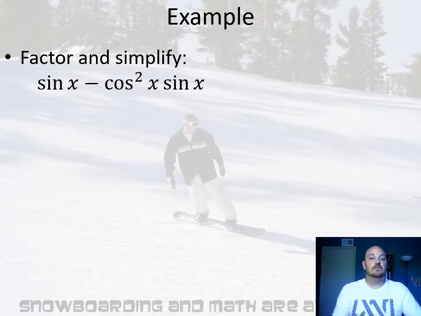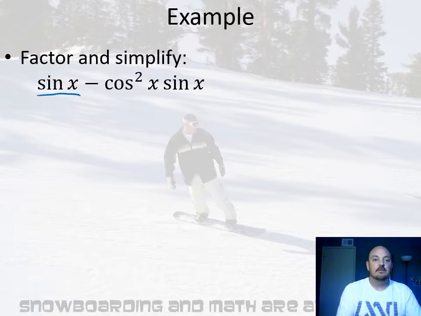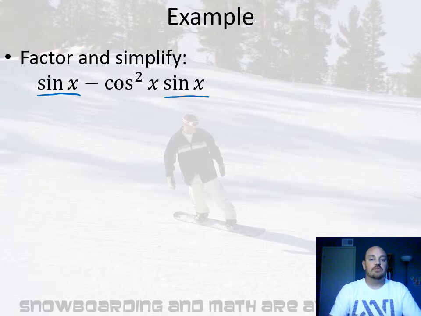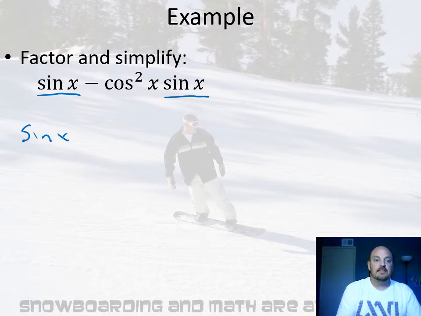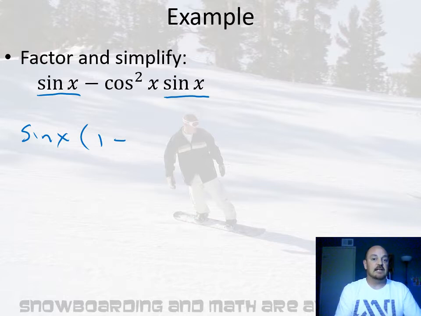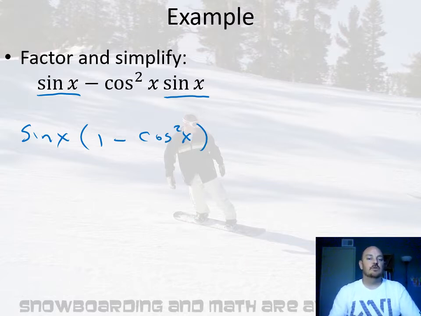For this example, we're going to factor and simplify sine x minus cosine squared x times sine x. Right off the bat, here is your like term. We have a sine x in both parts of this problem. Let's factor it out. When you divide sine x by sine x, it leaves 1, and when you factor it out of the second part, it just leaves cosine squared x.